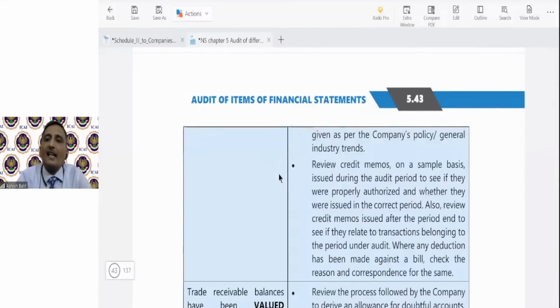सो रिव्यू क्रेडिट मेमोज, ये भी उसी के साथ कनेक्टेड है. रिव्यू क्रेडिट मेमोज मींस क्रेडिट नोट्स.